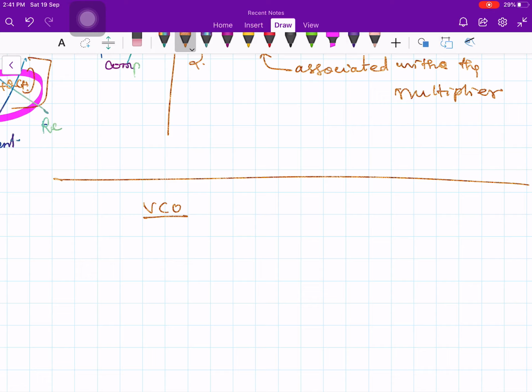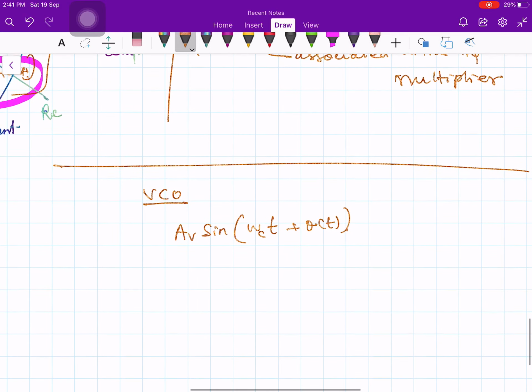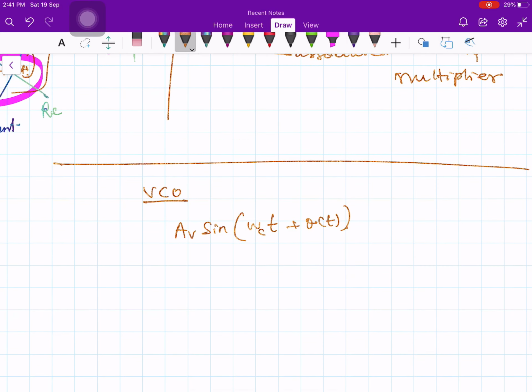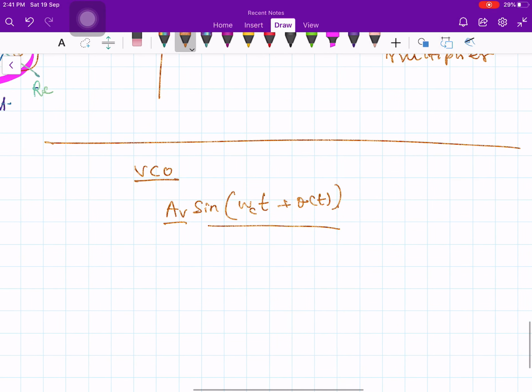So what is the instantaneous frequency deviation of the signal that I have just depicted? The output of your voltage controlled oscillator is A_V times sin of omega_c t plus theta of t. You are saying that the VCO is producing an output which is A_V times sin of omega_c t plus theta of t. Now what is the instantaneous frequency deviation? See, the instantaneous phase deviation is theta of t.